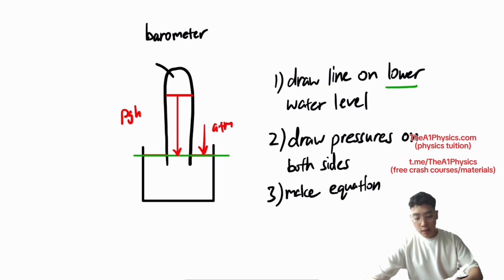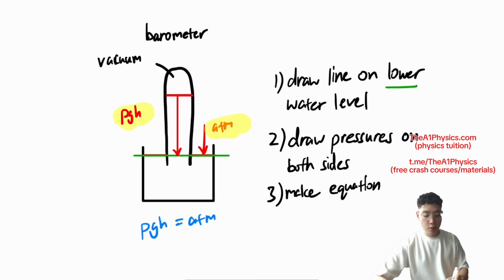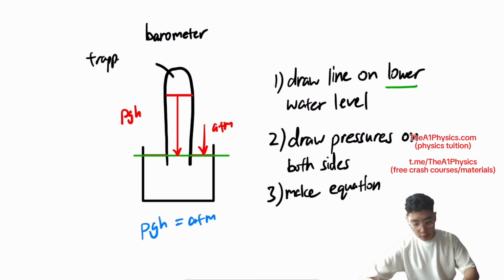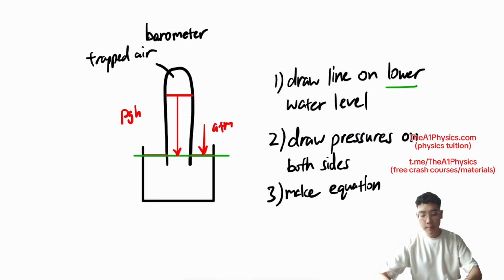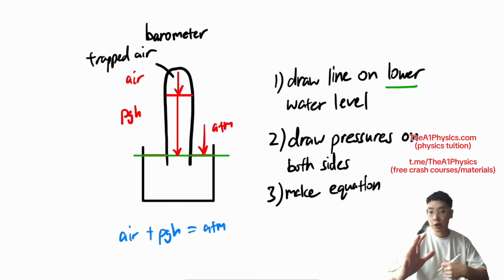Now over here it depends on whether inside is vacuum or trapped gas. If inside is a vacuum, meaning there is no air inside, then the equation will be rho GH equals atmosphere. We equate the pressures on both sides together. Now if inside was not vacuum, if inside was trapped air, then this trapped air is going to push down onto the water. So it's going to exert this air pressure, called the trapped air pressure. So now our equation becomes air plus rho GH, which is the inside, equals the outside pressure, so equals atmospheric pressure. And that's how you make your barometer equation.